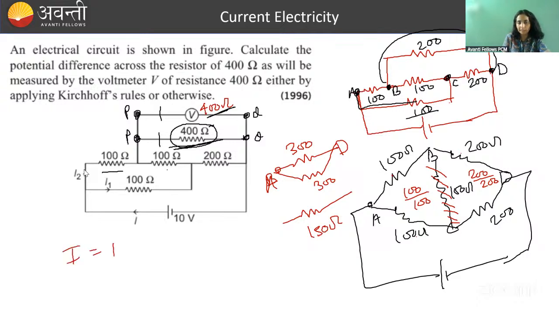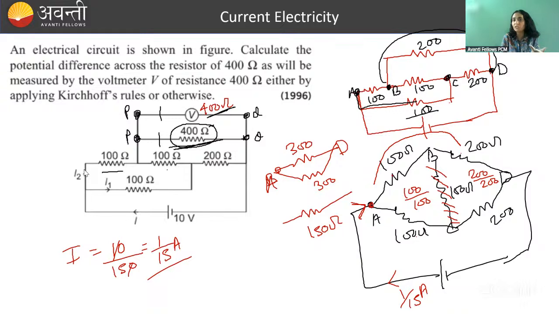So what will you write for the current? 10 by 150. So the current value is 1 by 15 ampere. Now 1 by 15 ampere current will come out from here. It will reach here, and at point A it has two directions to go into. One arm has a total resistance of 300, another arm has a total resistance of 300. So the current will get divided equally. Here it will go 1 by 30 ampere, and in this arm also 1 by 30 ampere.